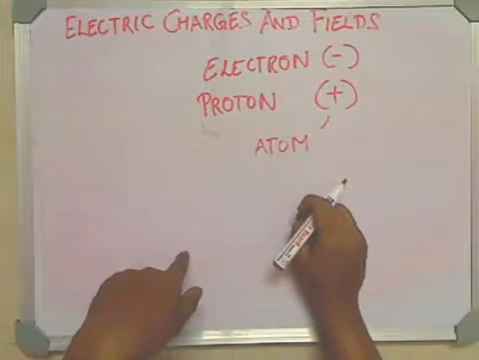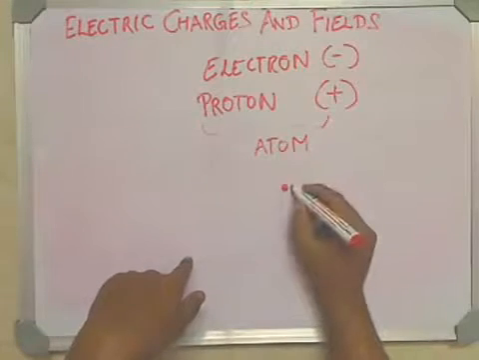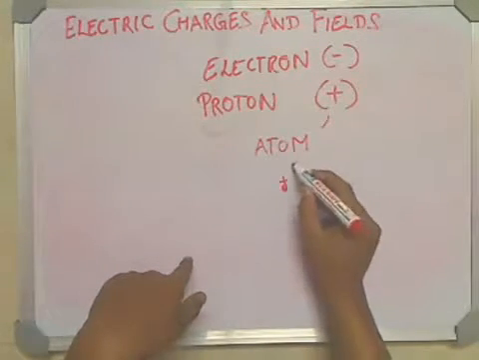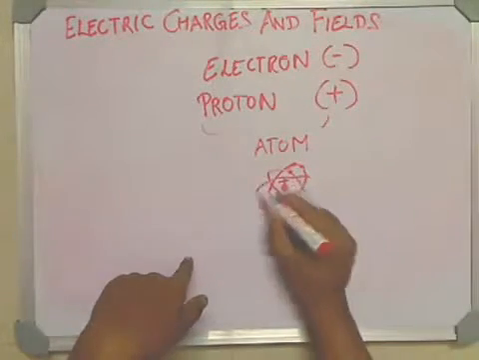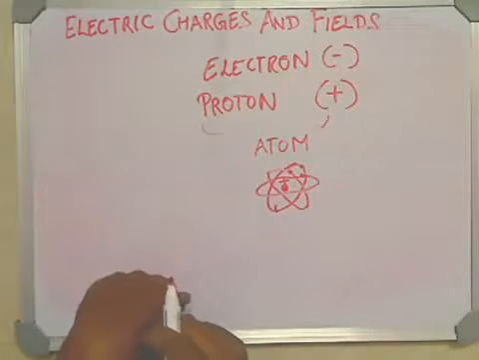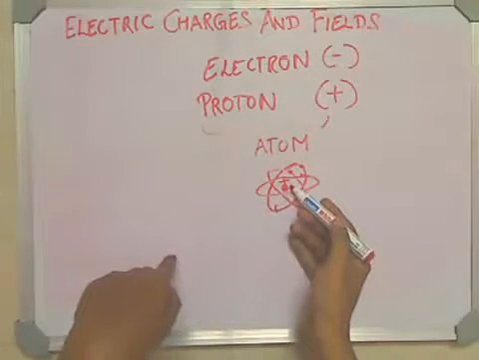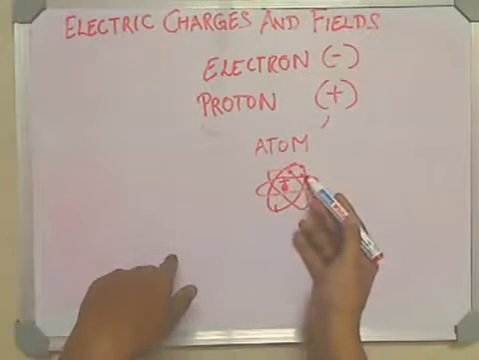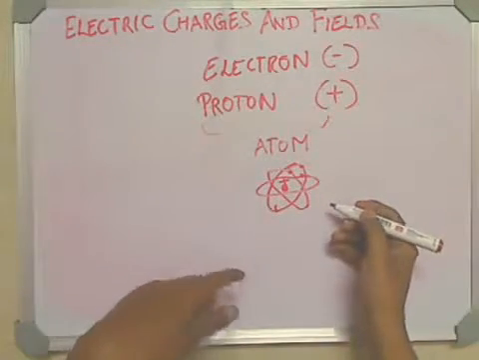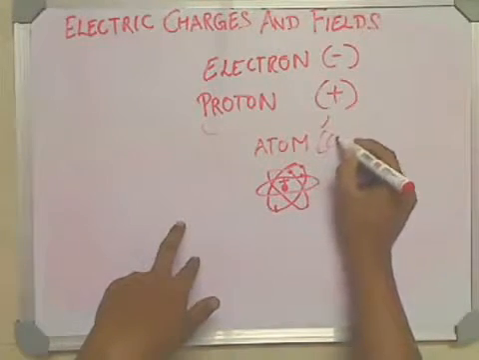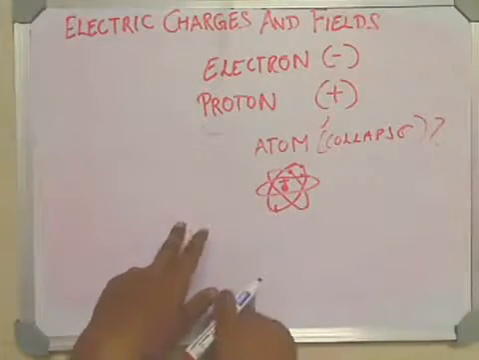Now, previously it was theorized that the center of an atom, the nucleus, contains a proton, and around it you have electrons that spin about. No one really could prove this because they had another logic. If you have a charge here which is positive and the electrons being negative, shouldn't the positive and negative attract each other and the whole atom collapse and disintegrate? Why doesn't this happen?